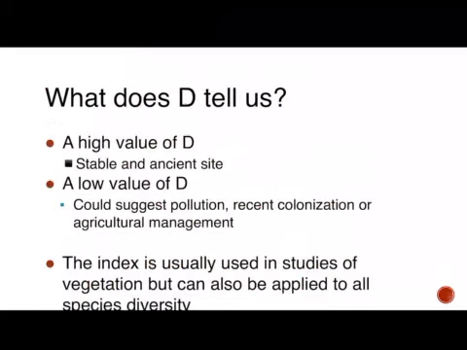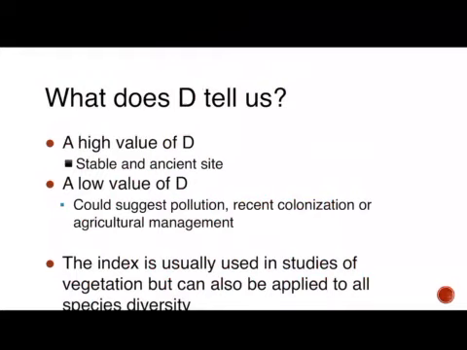Now, when you're comparing ecosystems, what does that D, or that diversity index, actually tell us? If you have a higher number, that means that your ecosystem is more stable. So chances are it's been around for a very long time. If you have a low value of D or a lower diversity, then generally that means something has happened to that ecosystem. Either there's some sort of pollution, recent colonization, or agriculture that has been introduced into that area.